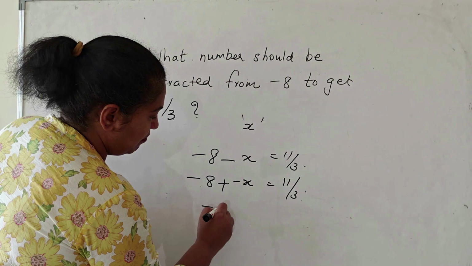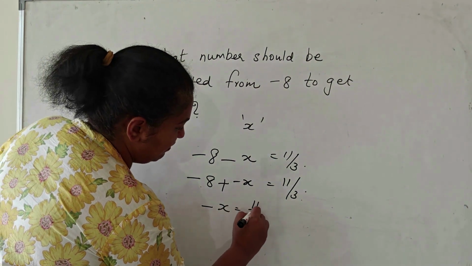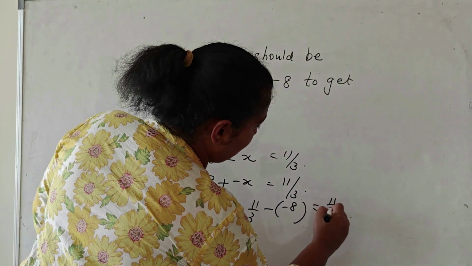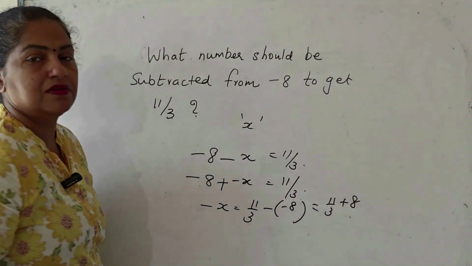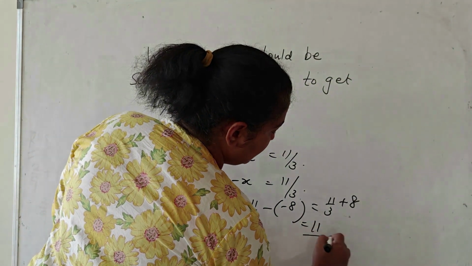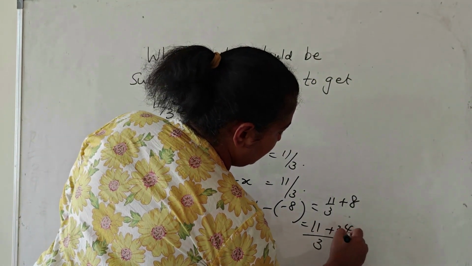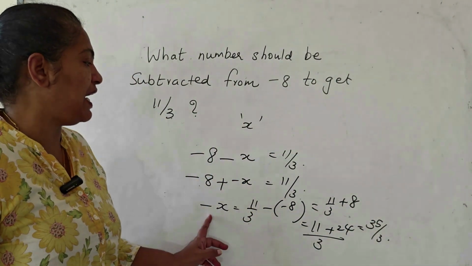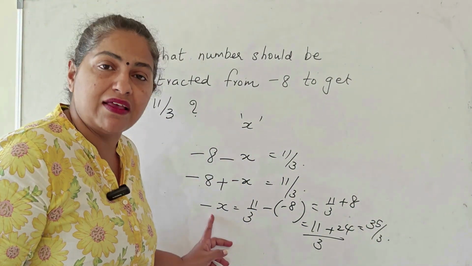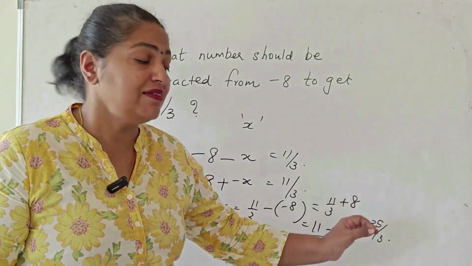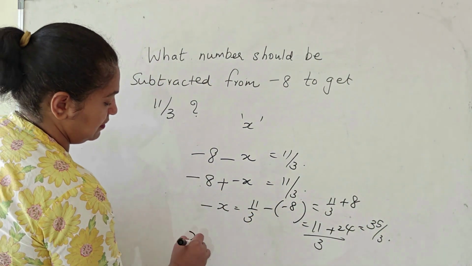Or I can say minus x is equal to 11 by 3 minus minus 8, giving you 11 by 3 plus 8. Fine. So you will get 11 plus 24, thus giving us 35 by 3 is the value of minus x. So what is the value of x? The value of x will be minus 35 by 3.